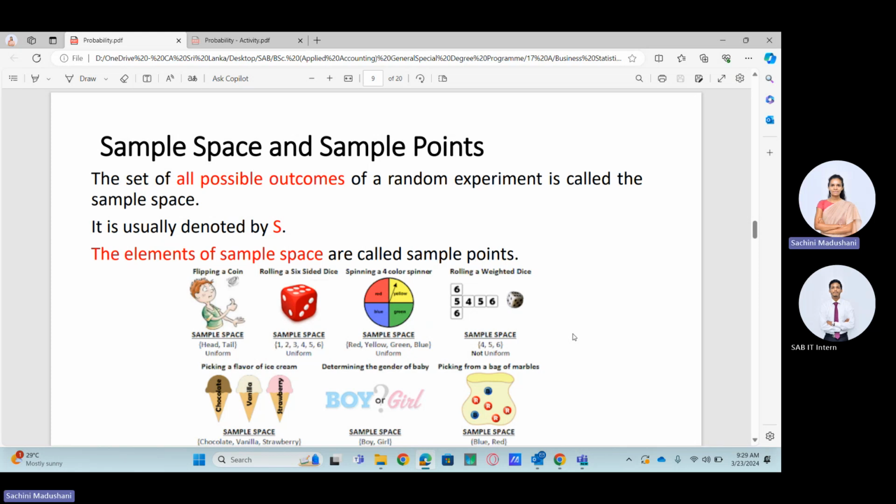The next very important thing is the sample space and the sample points. Sample space means all the possible outcomes of any random experiment. Rolling a dice, what is the sample space here? What are all the possible outcomes? The numbers 1 to 6. Normally the sample space is denoted by S. Then S equals, within curly brackets, we write all the possible outcomes.